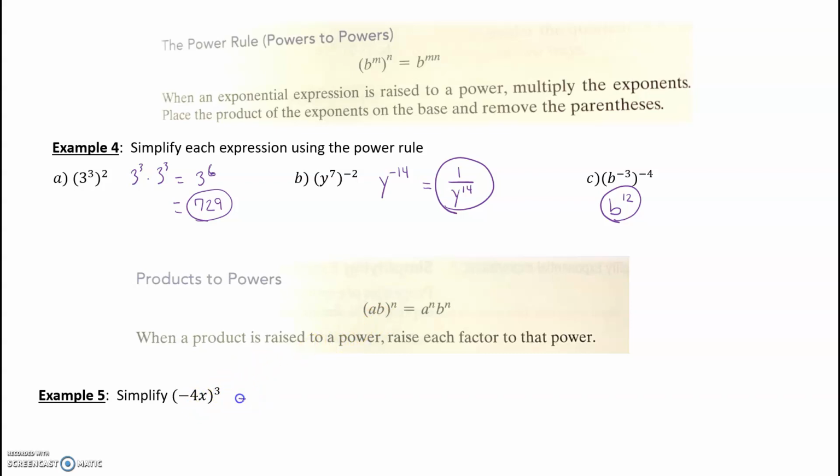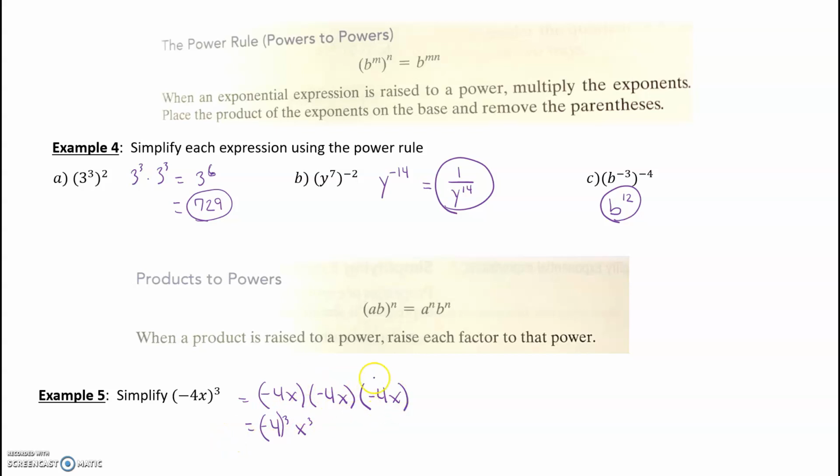-4x to the 3rd is saying -4x times -4x times -4x. I'm writing it the long way, but I want you to see why these work. So really you have (-4) to the 3rd, and you have x to the 3rd. So that's what this is saying: you have -4 to the 3rd and x to the 3rd.